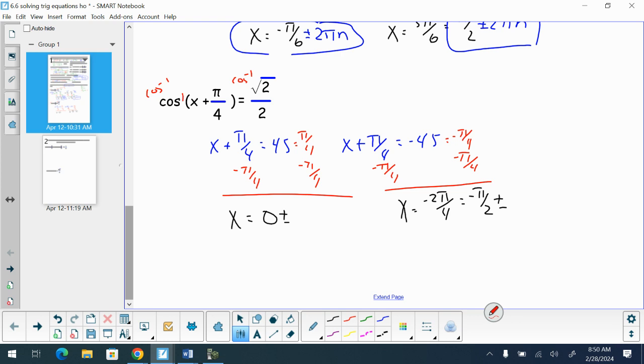Our b value here is 1, so the period is going to be 360, which is 2 pi. So we have plus or minus 2 pi n, plus or minus 2 pi n. These are two general solutions. The hope is, as we are going through this, you have some recall back to what we did when we were in trig class.